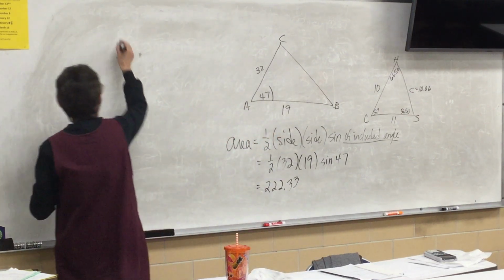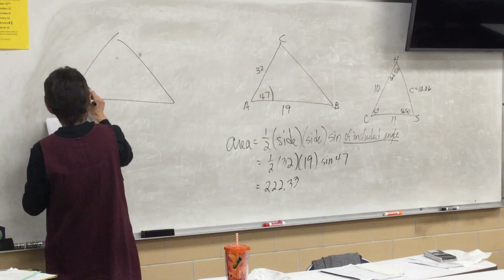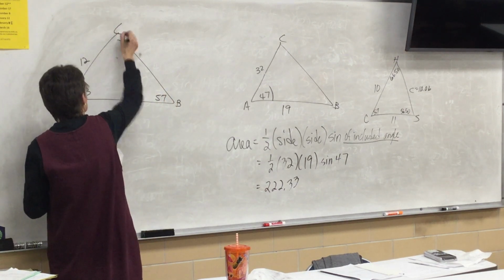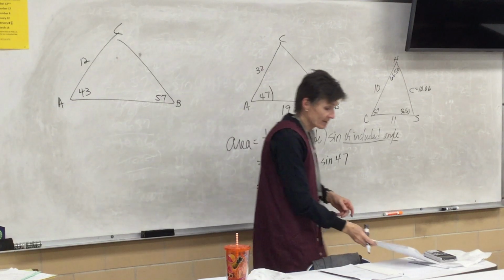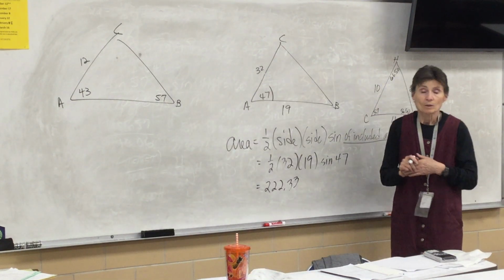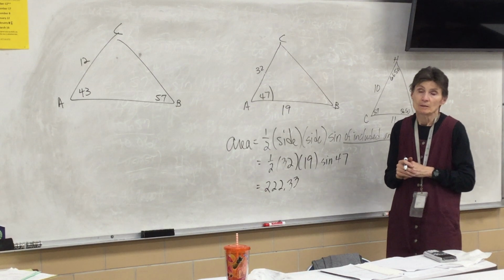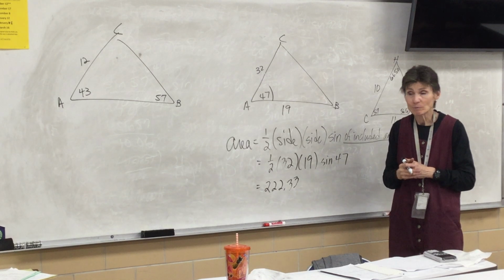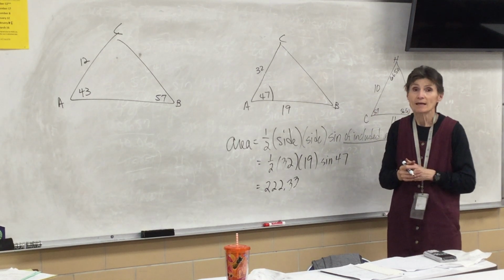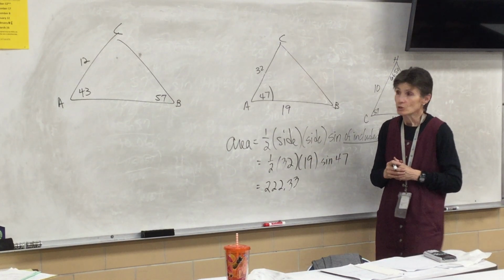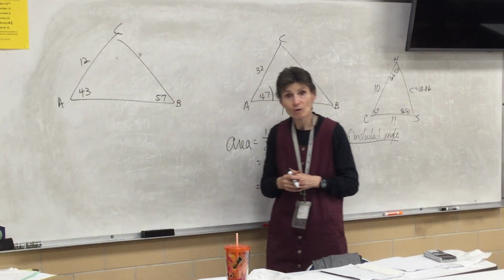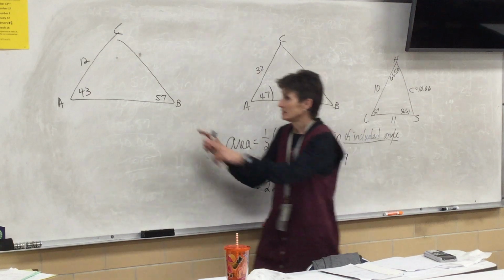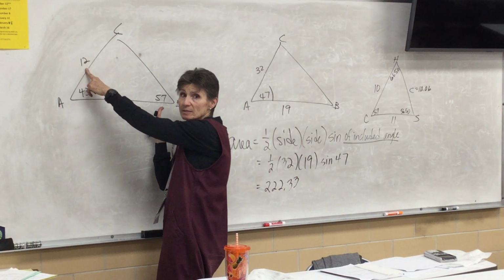Let's look at the next problem, B. Now your job is to find the area of this triangle. What is wrong with it? Well, we need 1/2 side side sine, and we have angles, but we only have one side, and we need two. So before we can find the area of this triangle, we're going to need to find another side. And how are we going to do that? We're going to use the law of sines.